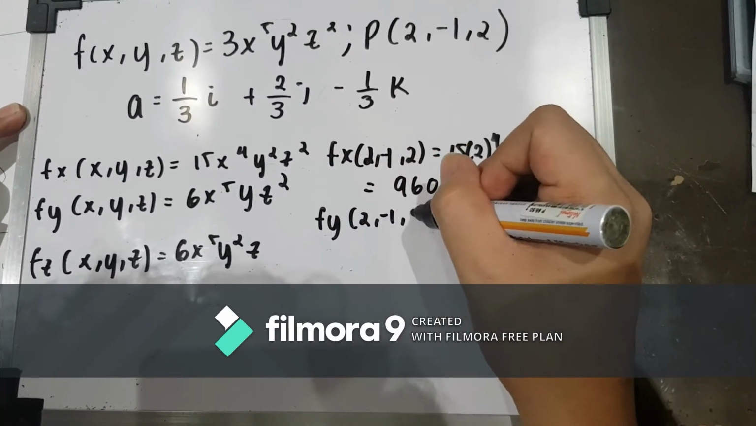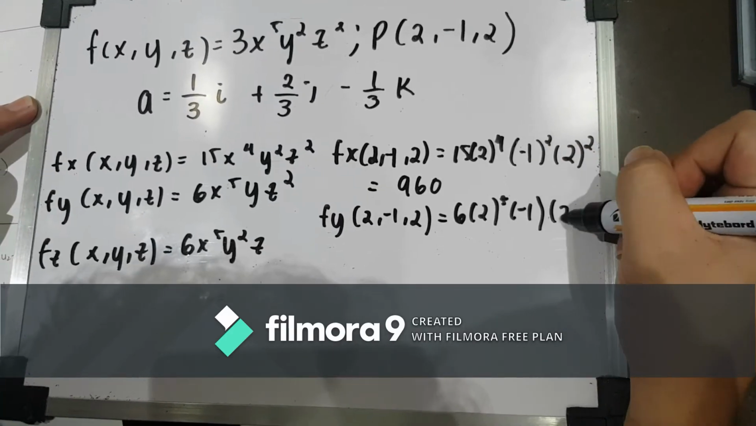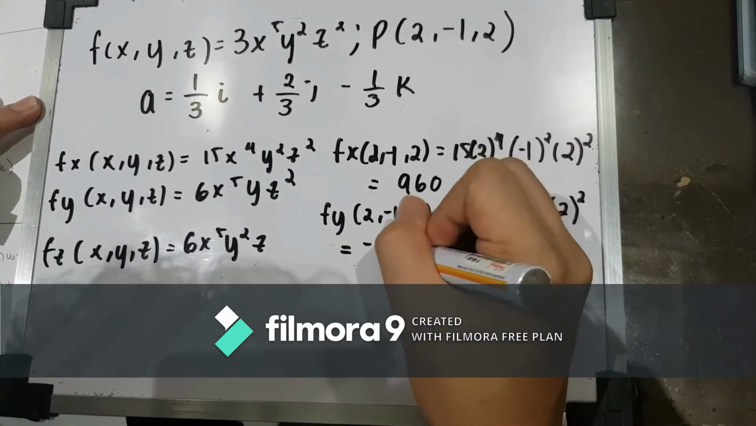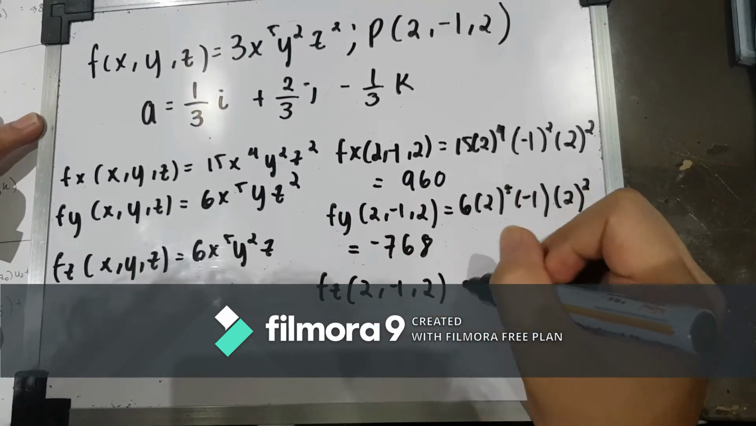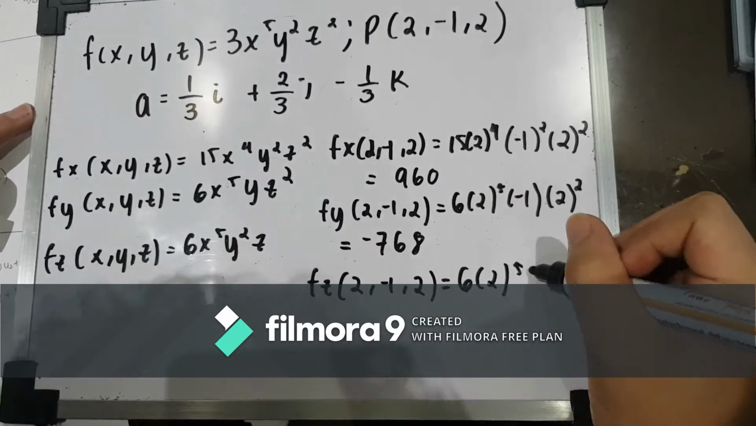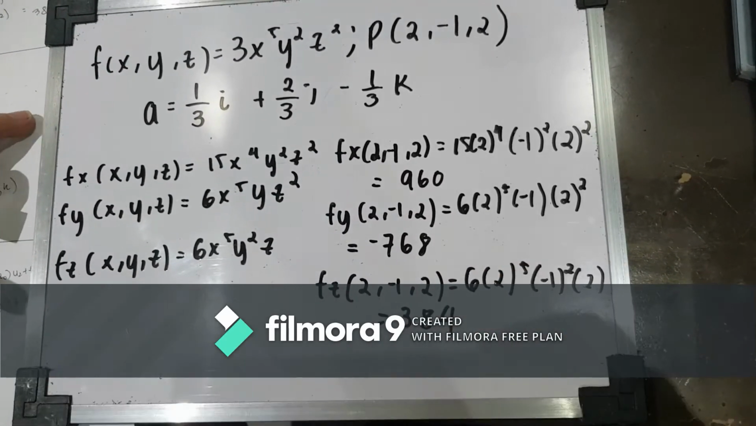After that, we substitute 2, -1, 2 for x, y, z in the partial derivatives, and for x, we get 960, for y, we get -768, and for z, we get 384.